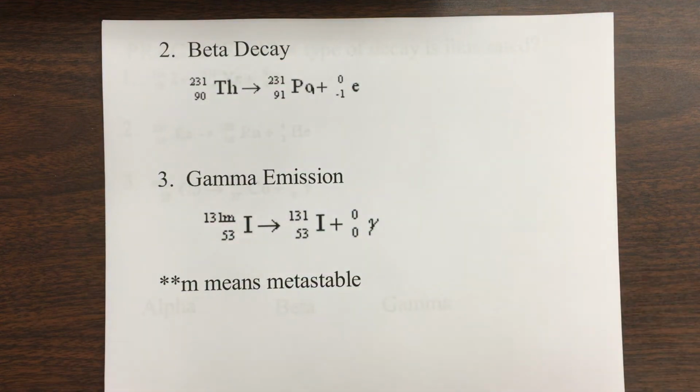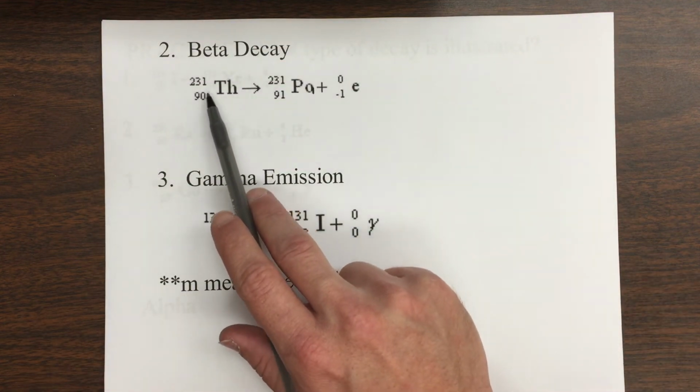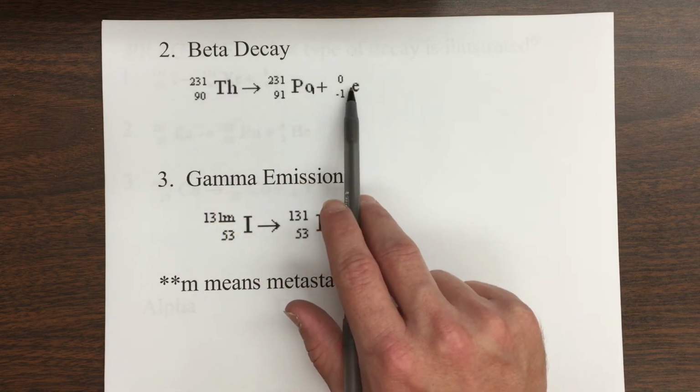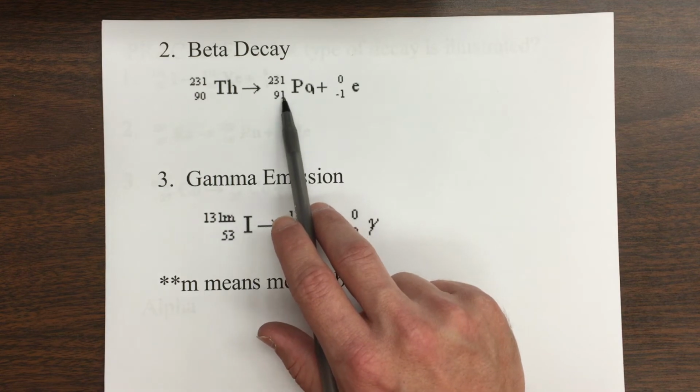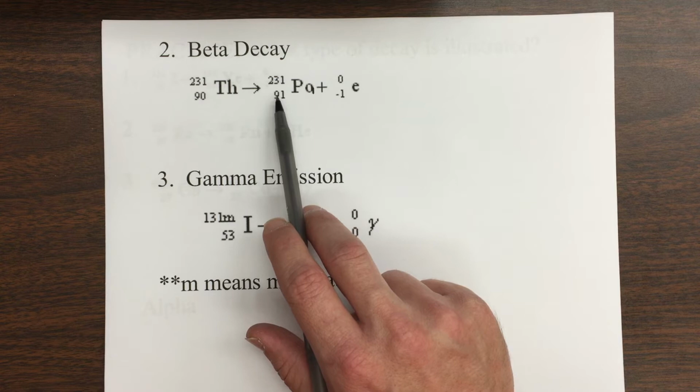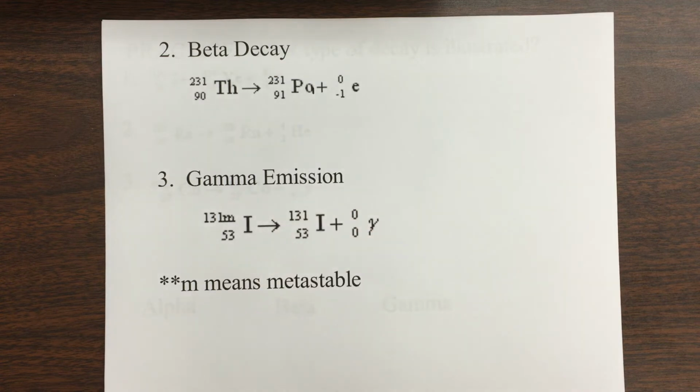So what happens is one of these neutrons will actually split into an electron, given off as the beta particle, and a proton. So that's where this extra proton comes from. And of course, since we changed the protons, we changed the element.